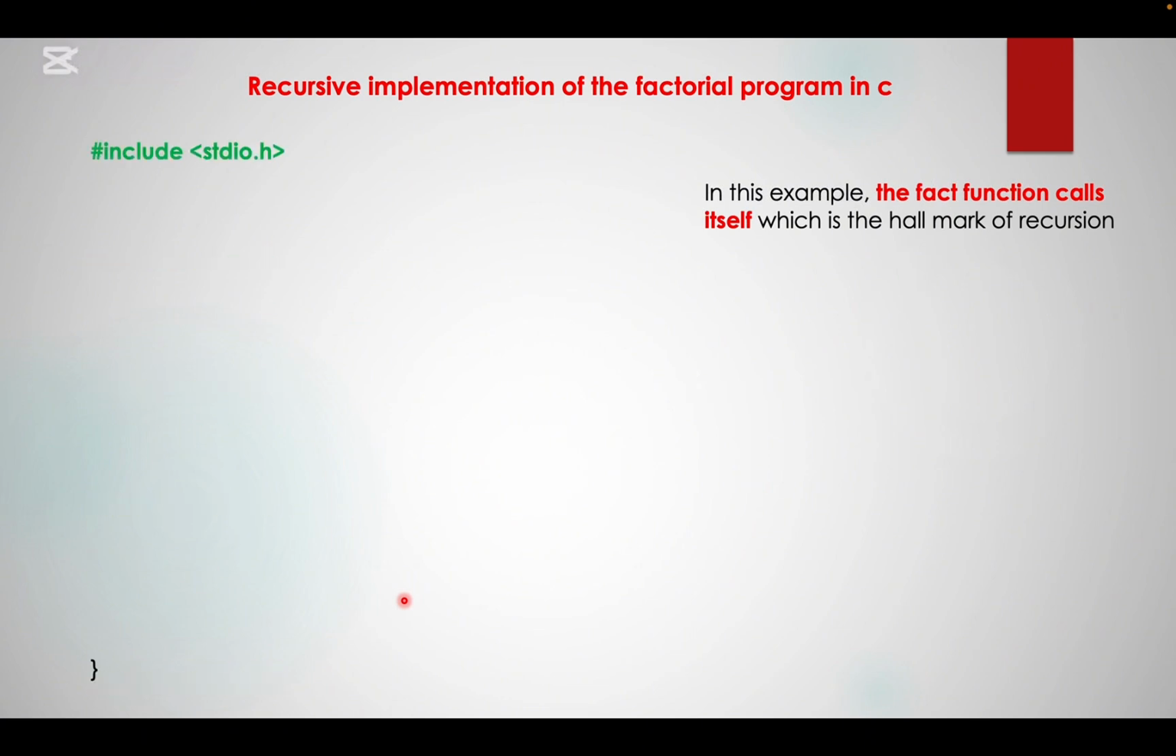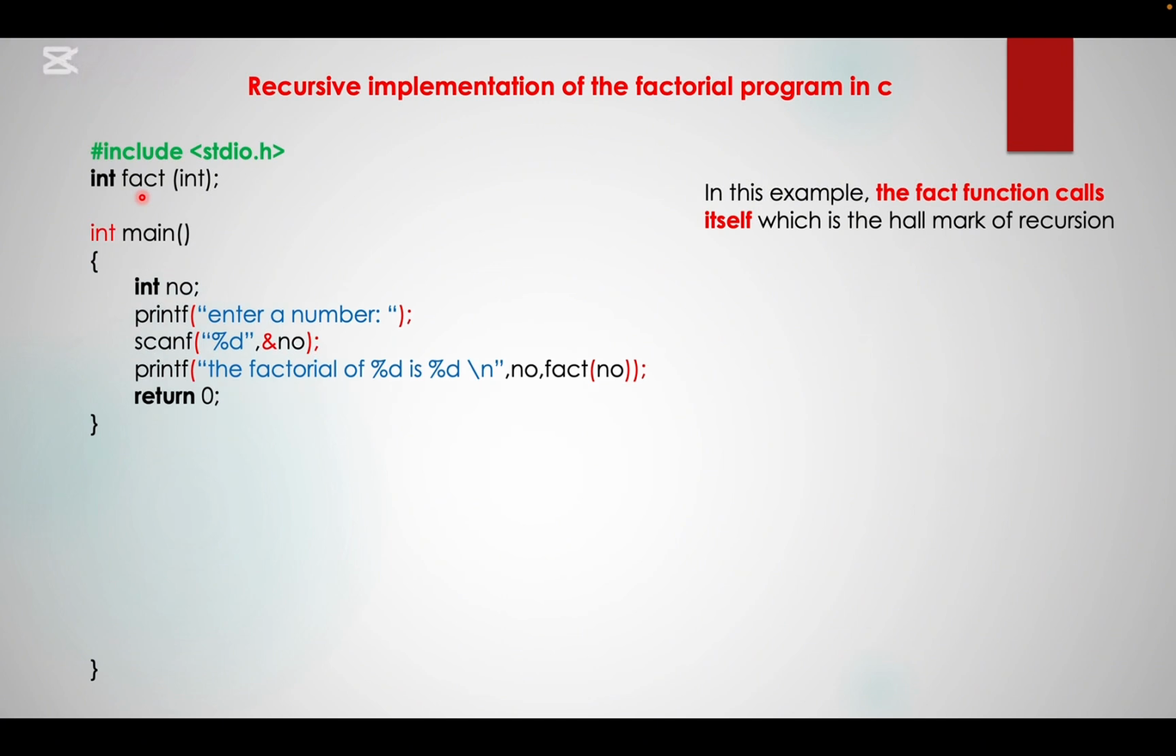We are going to begin by putting our header, hash include standard input output.h. We're going to declare our function there. We're going to use the function called fact. We have the main function. In the main function, we're going to declare one variable, and that variable is number, that will keep the number that is entered by the user.